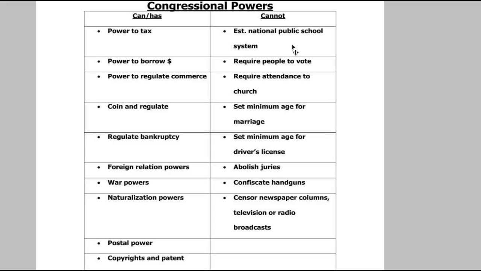Congress cannot abolish juries or confiscate handguns or censor newspaper columns or television or radio broadcasts. So there's a lot of things that Congress cannot do.